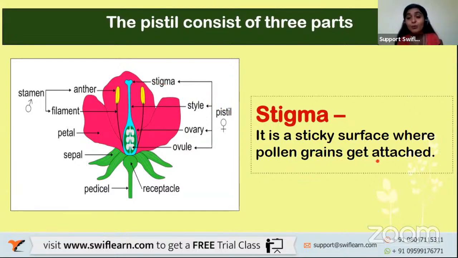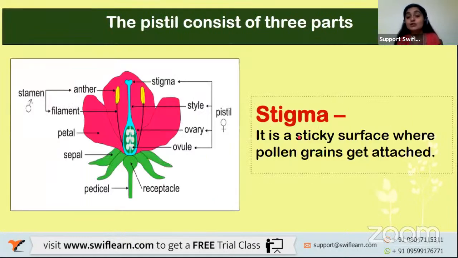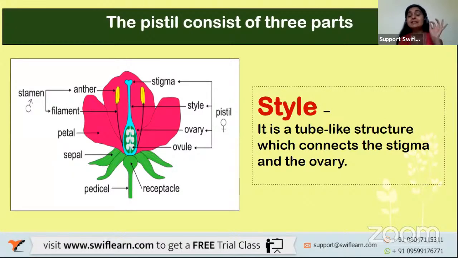I hope you remember what the pollen was. The pollen sacs have the pollen grains inside them. That's why I told you it is a very important part. Now the stigma, the topmost part of the female reproductive part in a plant, is the sticky surface where pollen grains get attached. When the pollen grains get attached to the stigma, what happens next?